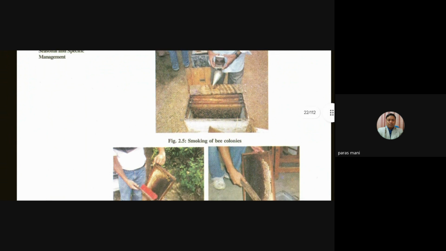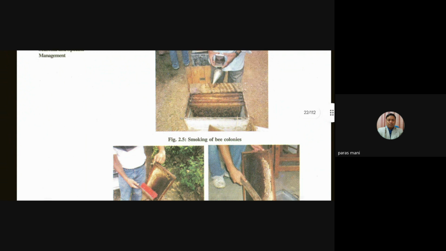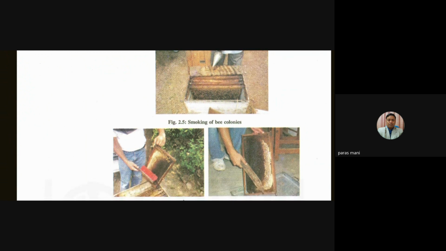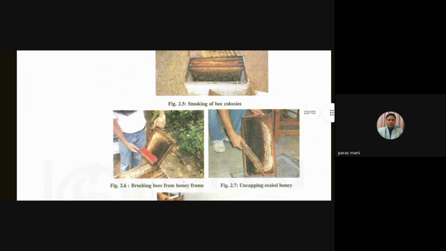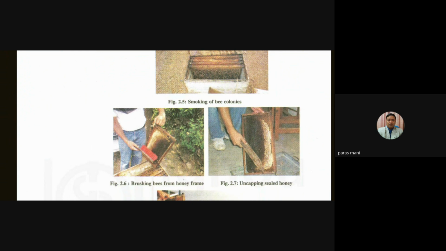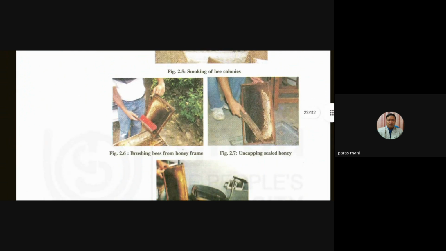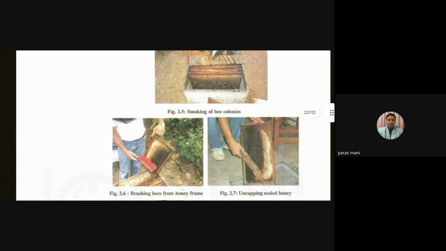Smoking can be done if you feel that the bees are aggressive, but while smoking we have to smoke very little on the bees, as little as possible, and then remove the frames.